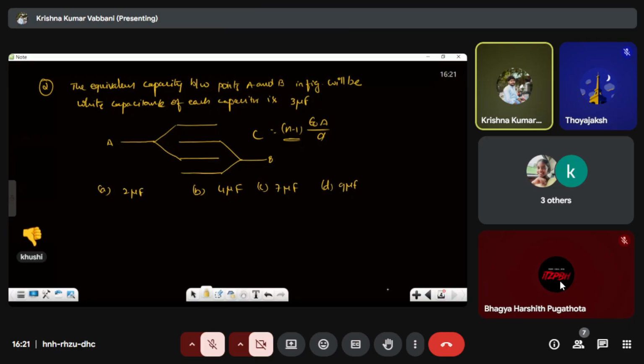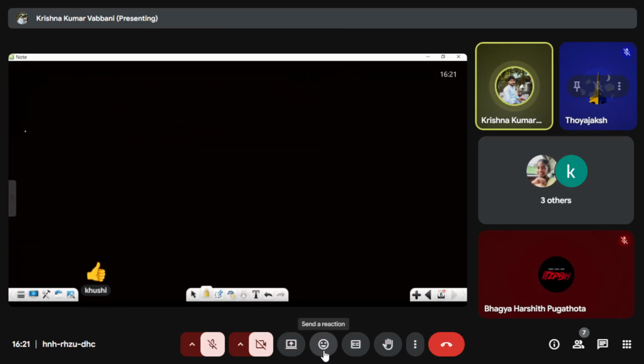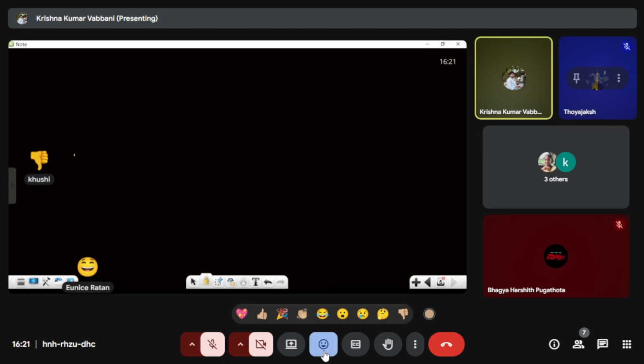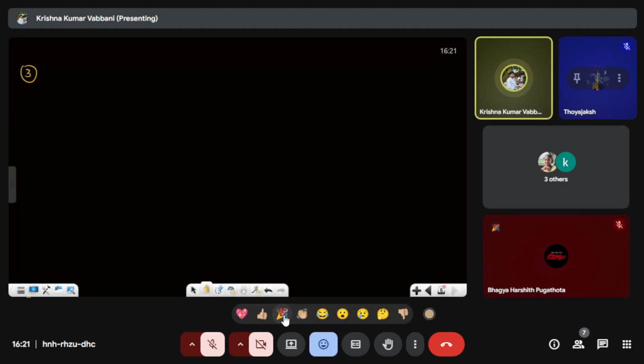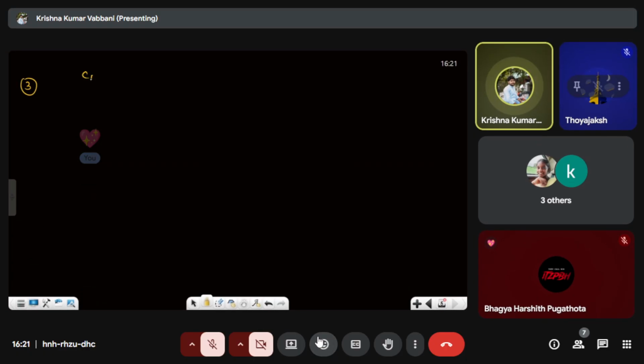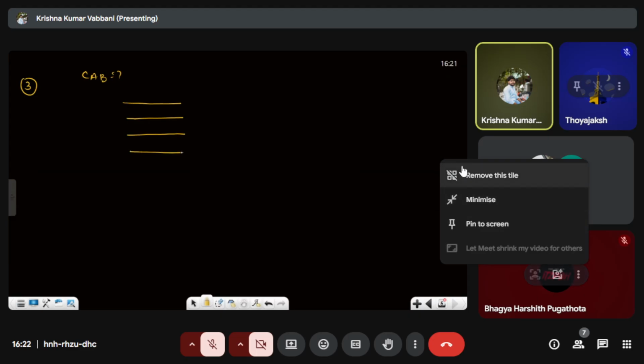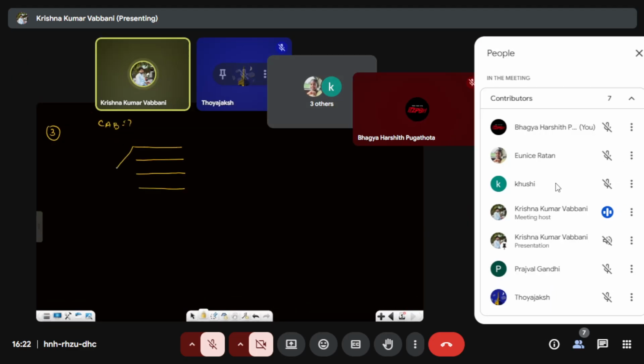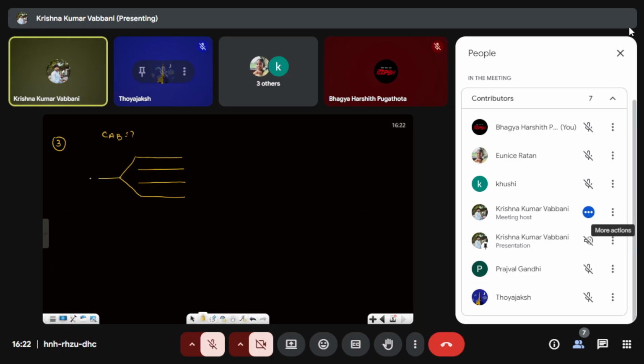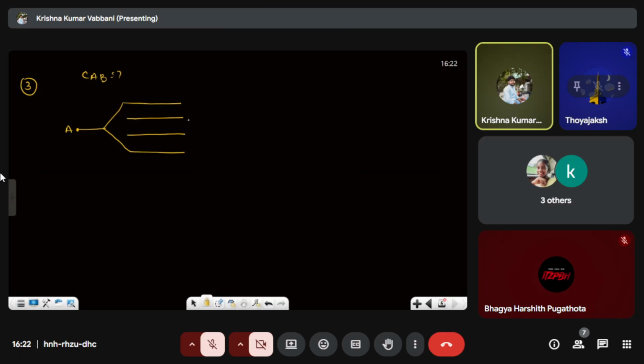Let's take another question, the third question. I will explain this question, then you have to solve another one. In this question we have to find the potential between A and B. They have given 4 plates: 1, 2, 3, 4. This plate is connected to point A, and this plate is connected with potential B.